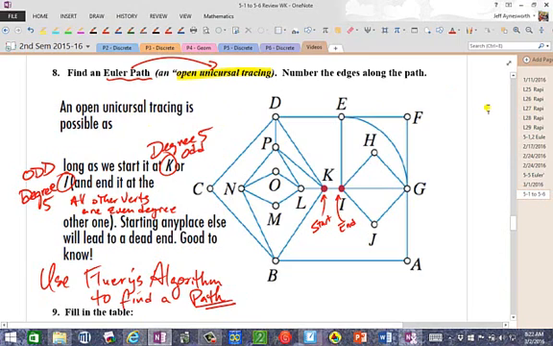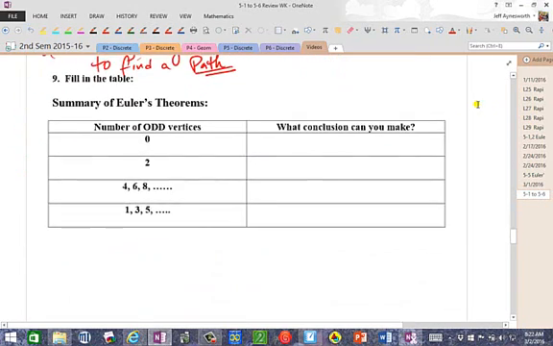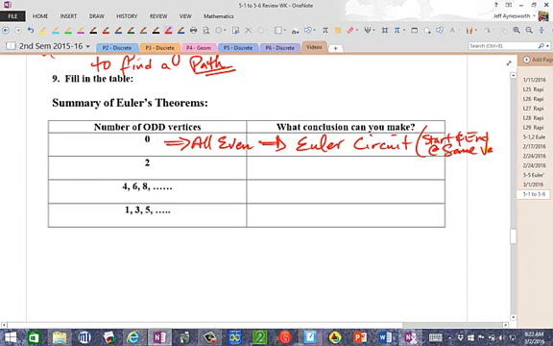Okay, let's summarize Euler's theorems real quick. If you have 0 odd vertices, well, that means they're all even, and that means you have an Euler circuit. So you can start and end anywhere, but start and end at the same vertex. If you have exactly 2 odds, the rest are even, that tells you that you have an Euler path. In that case, you start at an odd and end at the other odd.